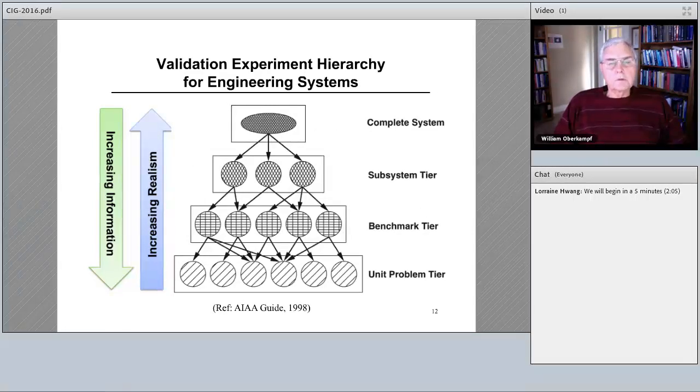This is a diagram that was put together a number of years ago, this one came particularly from the AIAA Guide on Verification and Validation in '98. And this is very particularly useful in any type of engineering system where you can refer to it as a complete system, subsystem, benchmark. Sometimes it's called different types of components, and then you have the unit problem. And so this hierarchy is very useful for engineering systems because sometimes you can do many experiments at different levels.